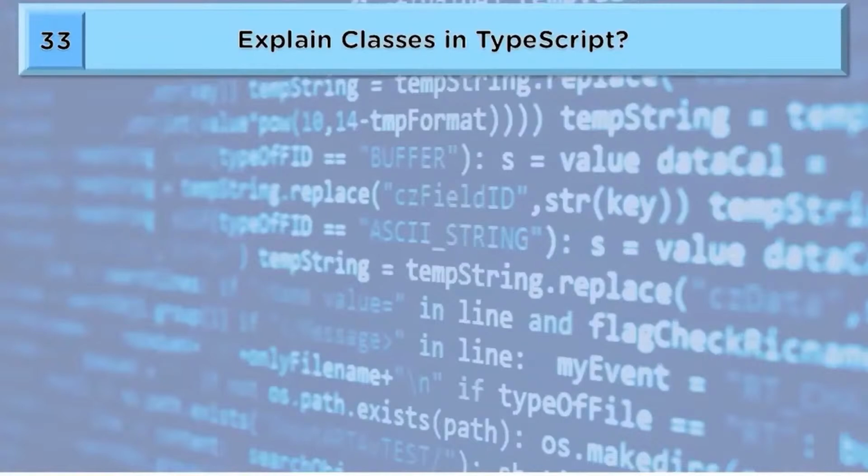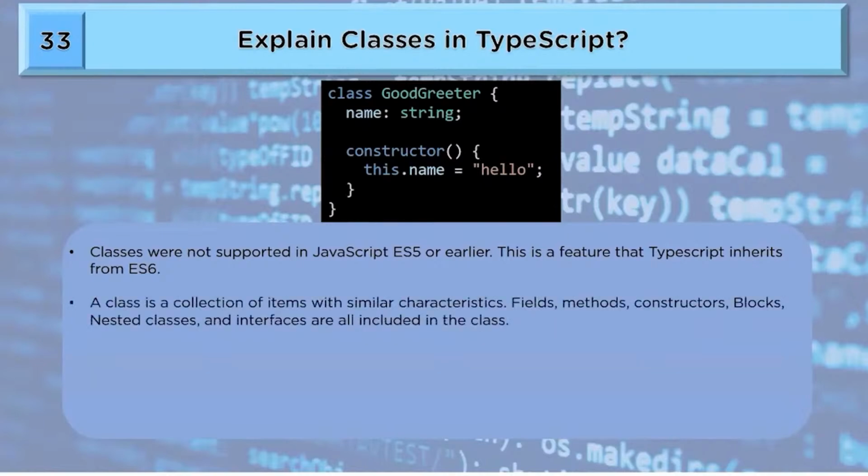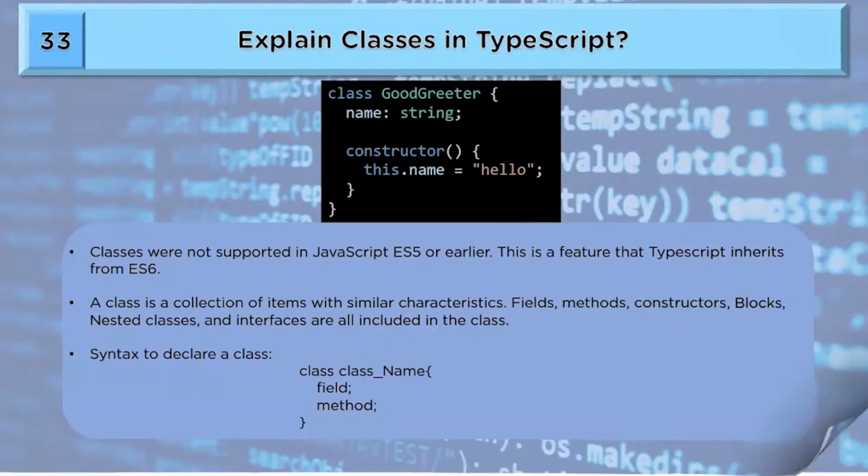Explain classes in TypeScript. Classes are not supported in JavaScript ES5 or earlier. This is a feature that TypeScript inherits from ES6. A class is a collection of items with similar characteristics. Fields, methods, constructors, blocks, nested classes, and interfaces are all included in the classes. Below is the syntax to declare a class. In terms of OOP, a class is a template for producing objects.